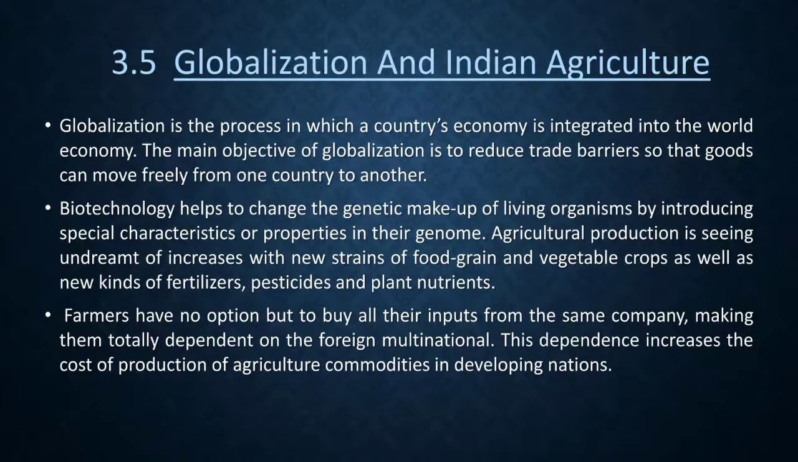Let us now understand the last topic of this chapter, which is globalization and Indian agriculture. Globalization is the process in which a country's economy is integrated into the world economy. The main objective of globalization is to reduce trade barriers so that goods can move freely from one country to another. Today, agriculture has become a commercial enterprise. The developed countries have taken a number of steps to strengthen their food security and control the trade in agricultural commodities.